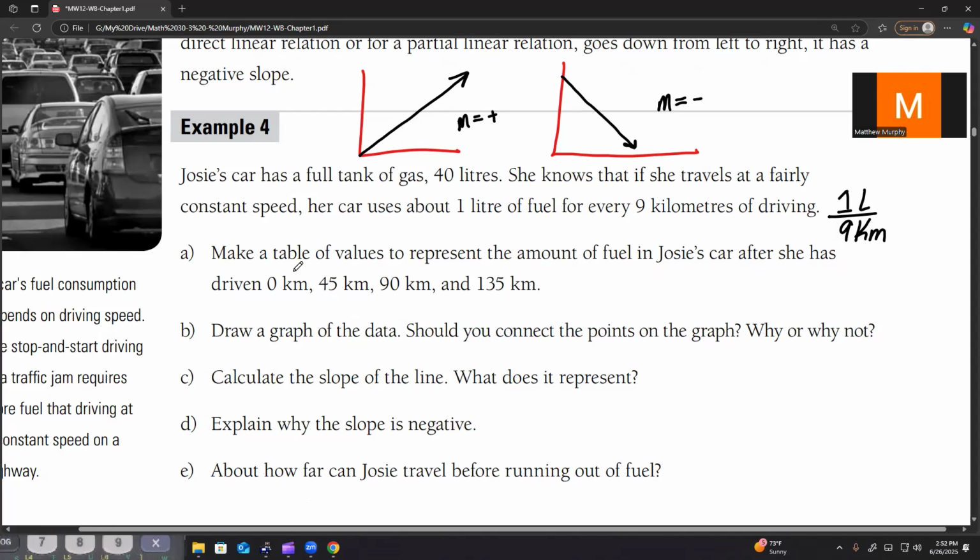B, we're going to draw a graph of the data, and we're going to determine should you connect the points on the graph, why or why not. C, we're going to calculate the slope of the line and what does it represent. And then D, explain why the slope is negative and about how far can Josie travel before running out of fuel.